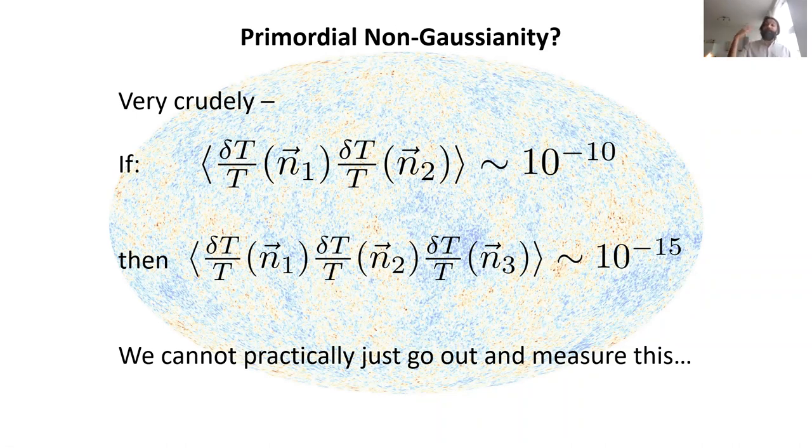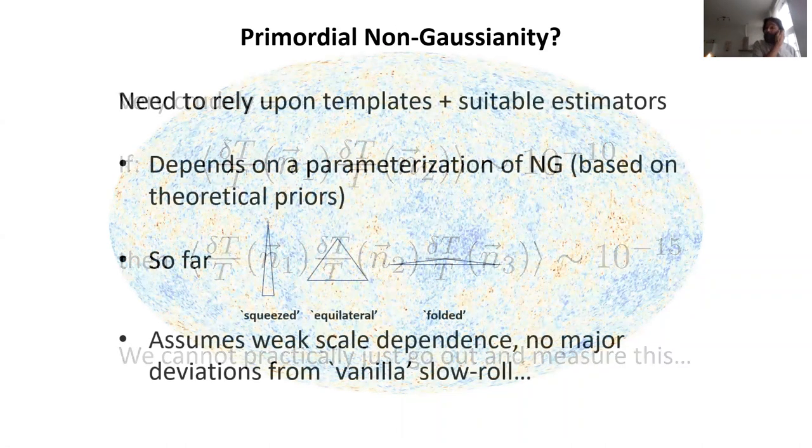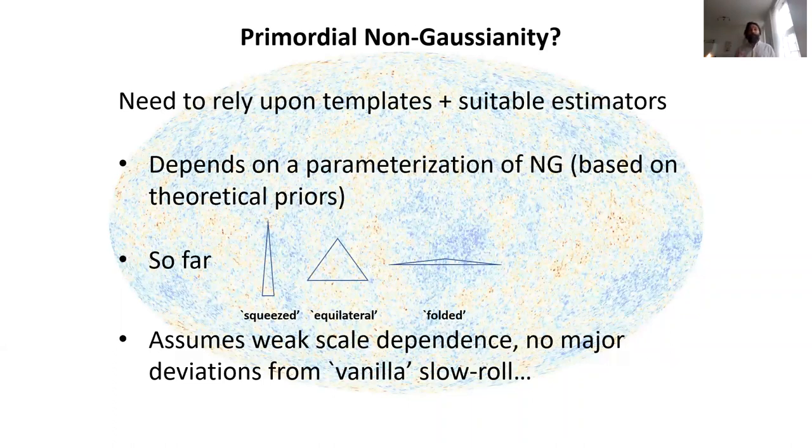What we do is we come up with a template. These are these things called templates. So we say, well, let me parameterize this in a particular shape and then average over the sky. And doing this averaging basically picks up enough statistics that I overcome the weakness of the signal. And that's the sport that people have been doing. And by doing this, they found that there is no evidence for primordial non-Gaussianity.